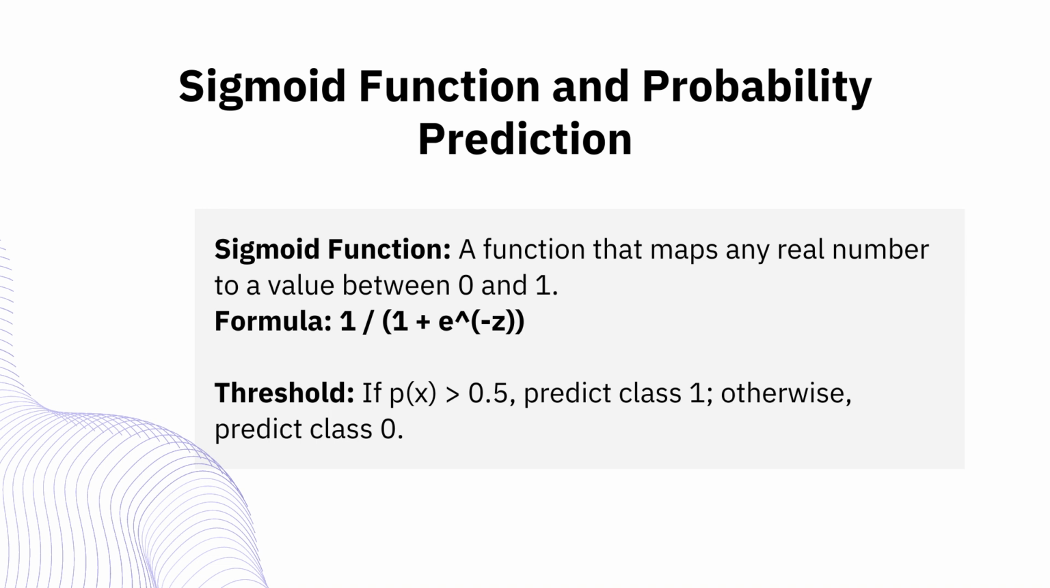The sigmoid function is a key component of logistic regression. It takes any real number input and maps it to a probability between 0 and 1. The threshold is usually set at 0.5, meaning that if the predicted probability is greater than 0.5, the model predicts class 1. Otherwise, it predicts class 0.